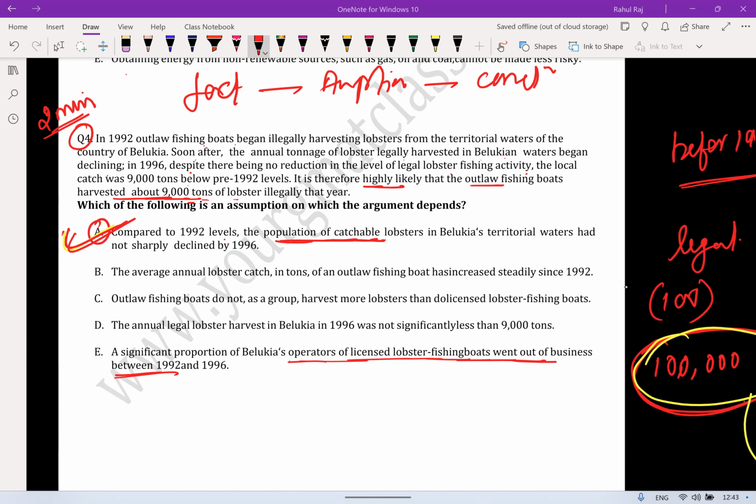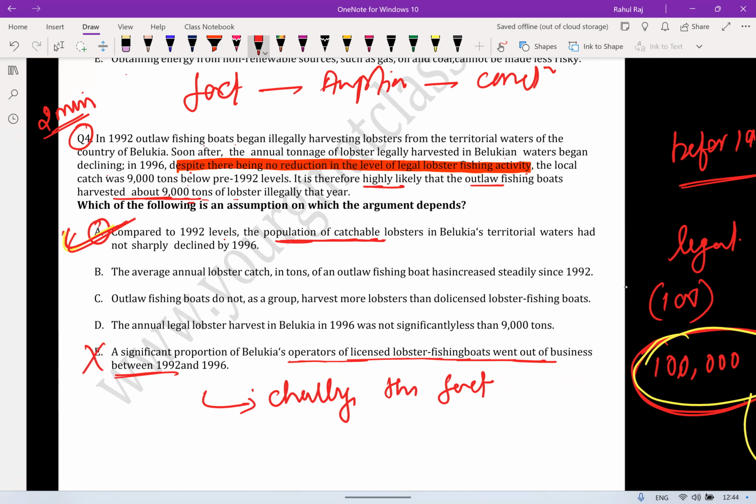Because answer E says what? A significant proportion of Billiken operators of licensed lobster fishing went out of business. Don't you feel it is trying to challenge the fact? Yes or no? Yes. The level was the same, because they did not reduce it. It is very clearly mentioned here that despite there being no reductions in the level of legal lobster fishing activity. If you choose option E, it's an absolute disaster. Am I right? This is gone.